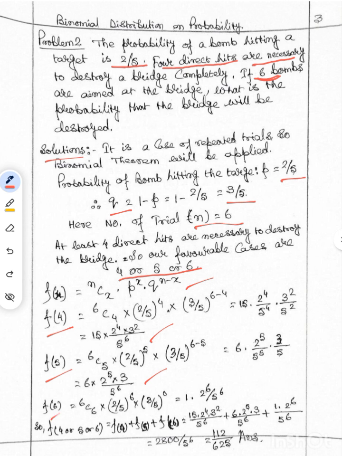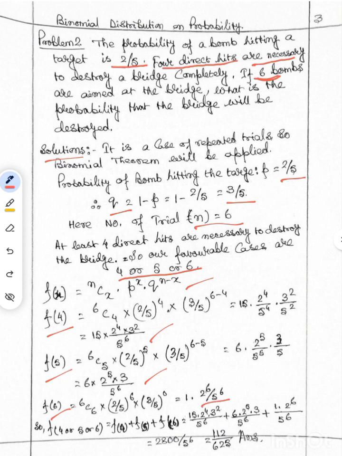Similarly, probability of 6 equals 6 combination 6 into (2/5) to the power 6 into (3/5) to the power 0. Why 0? This is 6 minus 6. The result comes to 0. Therefore, what is the ultimate result? 1 into 2 to the power 6 divided by 5 to the power 6.